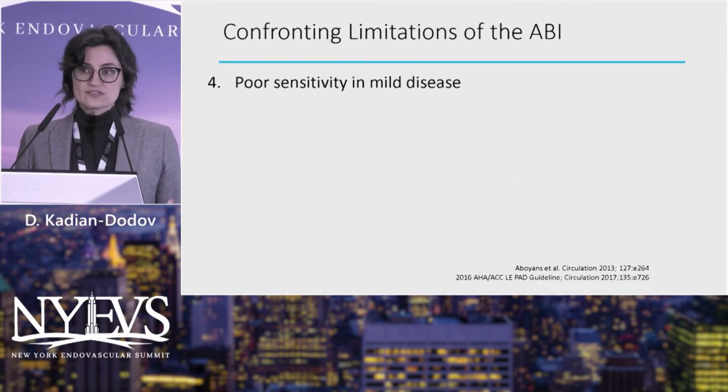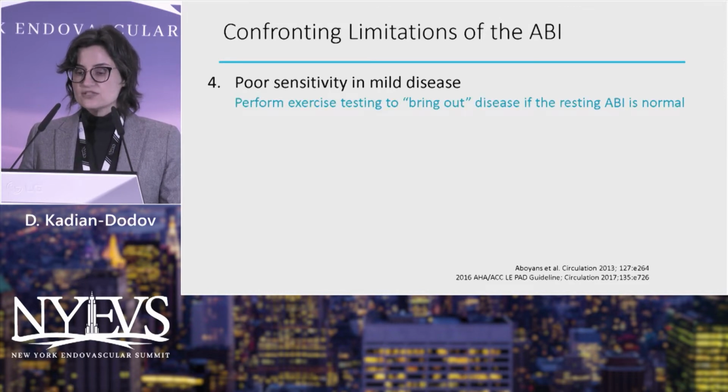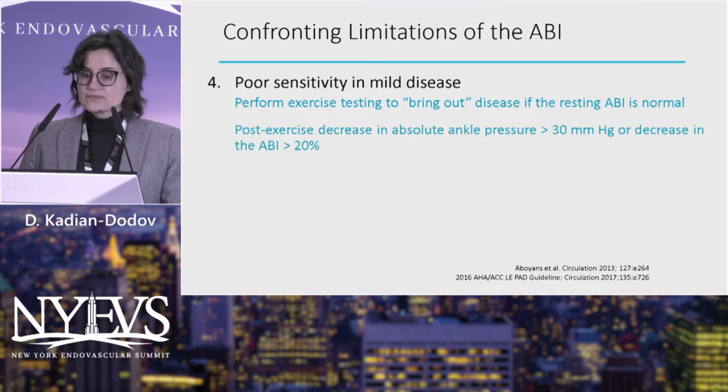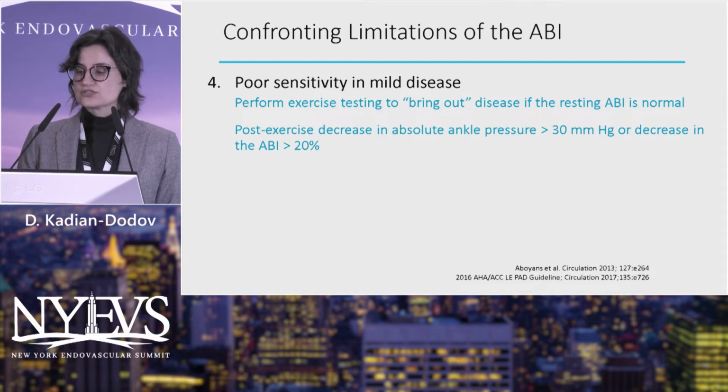Now, there's argument that there's poor sensitivity in mild disease. We talked about that borderline range where it's maybe abnormal or close to abnormal. How do you distinguish if there really is disease present? You can exercise the patient and bring out disease if the ABI is normal at rest. And remember that a post-exercise decrease in the absolute ankle pressure of 30 or a decrease in the ABI of 20% is what you're looking for if the ABI is normal at rest.